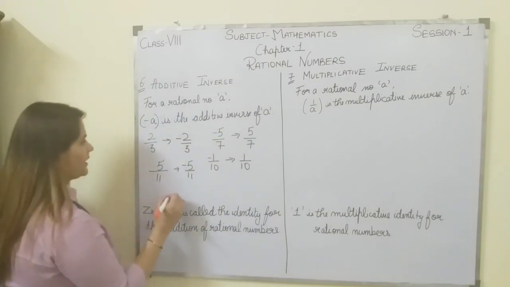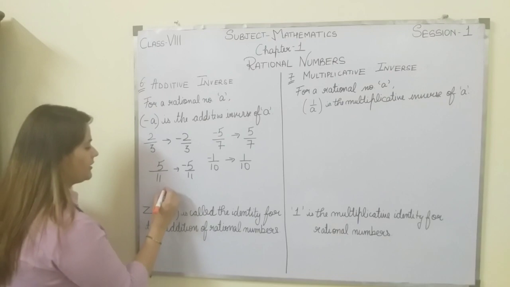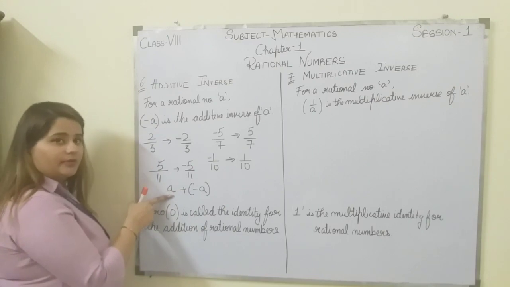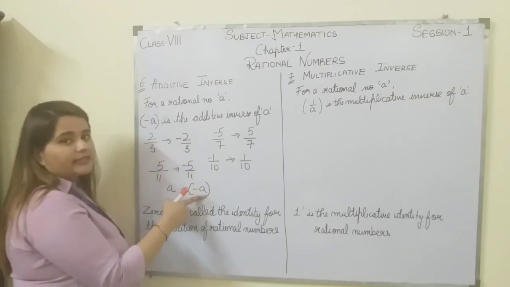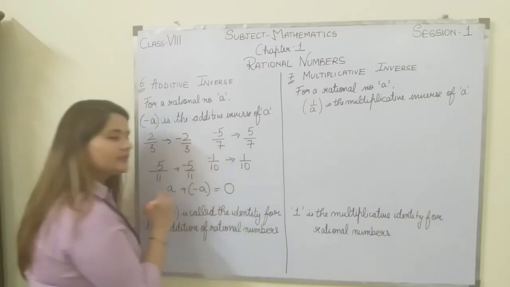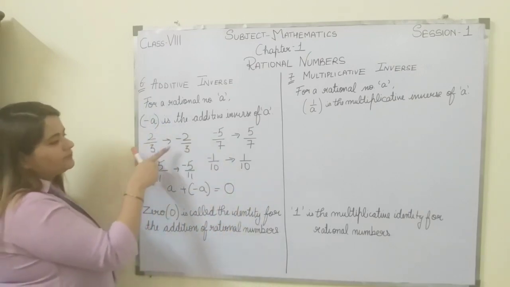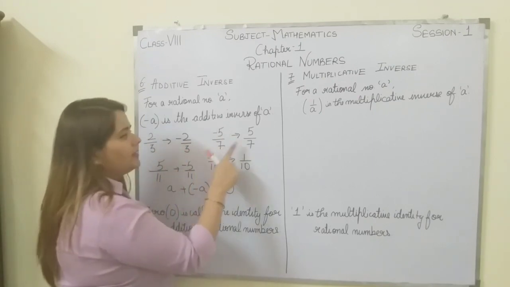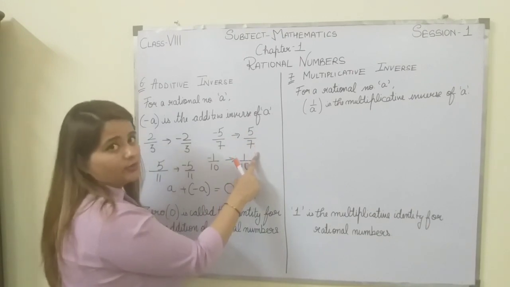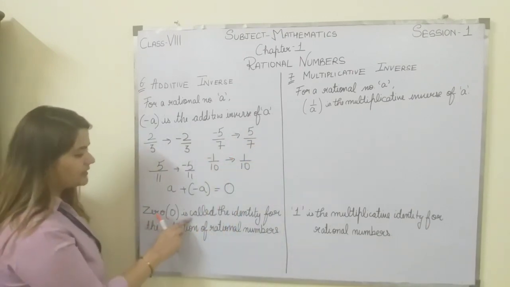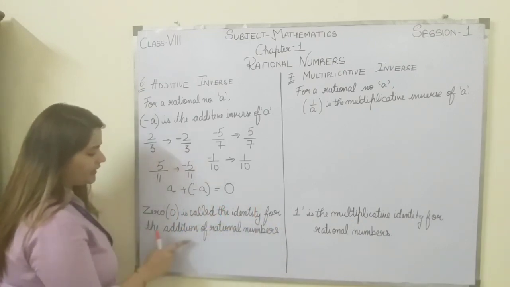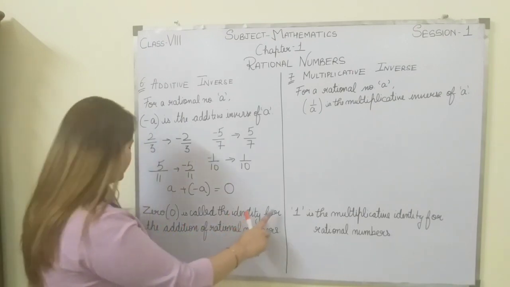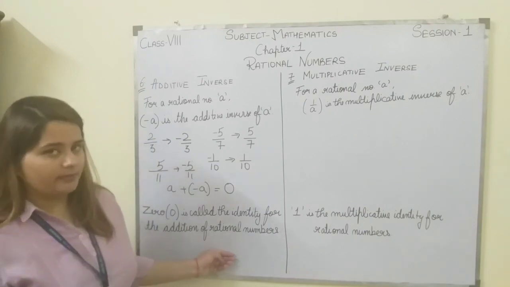So thus we can say that for every rational number A, A plus minus A, that means the rational number and its additive inverse, their sum will be 0. If I add 2 by 3 with minus 2 by 3, it will become 0. Or minus 5 by 7 plus 5 by 7, it will become 0. So we can say that 0 is called the identity for the addition of rational numbers.